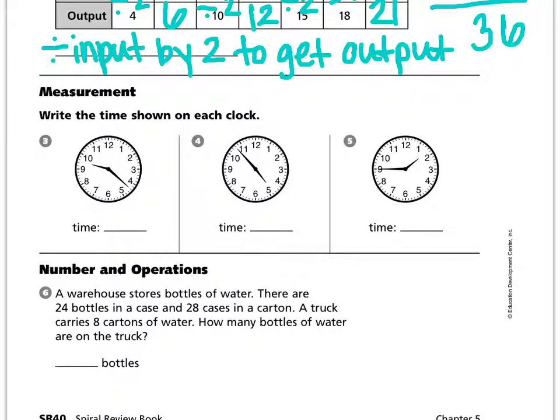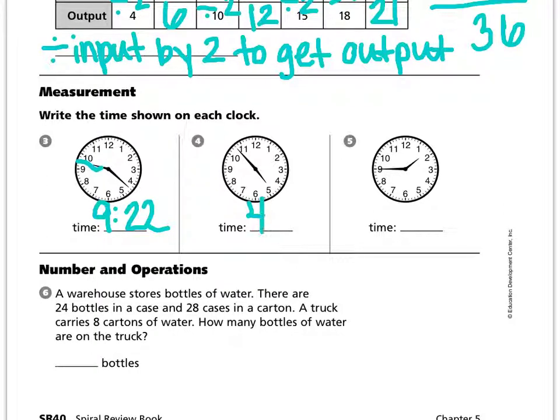For the next part, I need to write the time shown on the clock. So remember, the shorthand is the hour hand and the longhand is the minute hand. My hour hand is pointing in between the 9 and the 10, so I know that it's just 9 o'clock. And then my minute hand is pointing in between the 4 and the 5. I know that the 4 is 20 and the 5 is 25. So it looks like it's on 9:22.